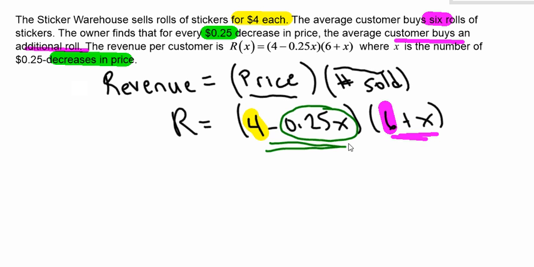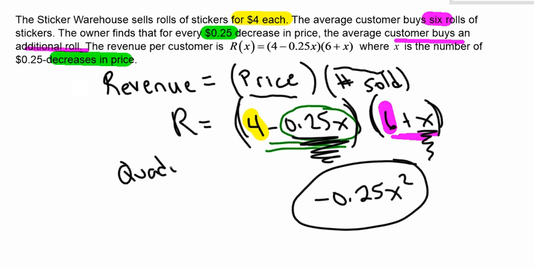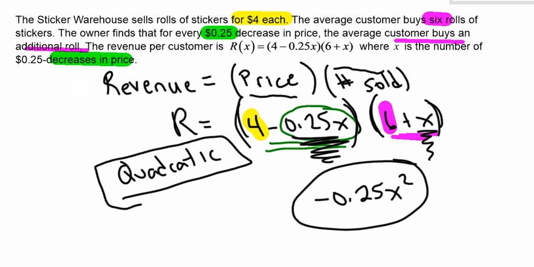And our goal is to maximize this equation. So what you should notice about this equation is that if I were to algebraically multiply the price bracket times the number sold bracket, at some point I would multiply this term times this term. And if I were to multiply those together, I would get a term with x squared in it. And that means that I know that this is a quadratic equation. So I know that this revenue equation is a quadratic.